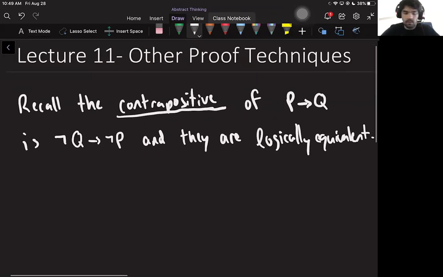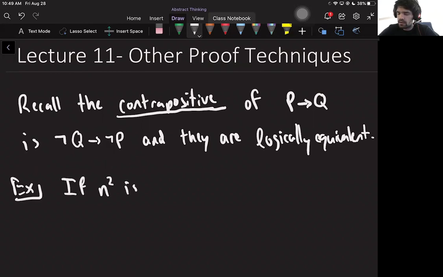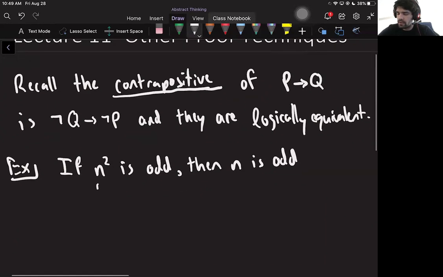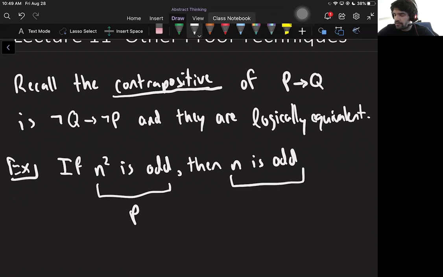So just to remind you, let me give you an example. If n squared is odd, then n is odd. So this would be our P, but of course it's really not a statement, it's just a predicate depending on n, and this would be Q.